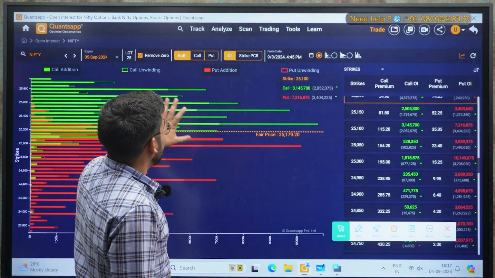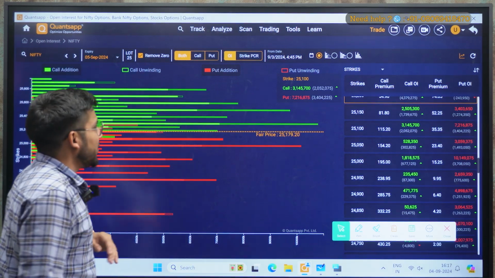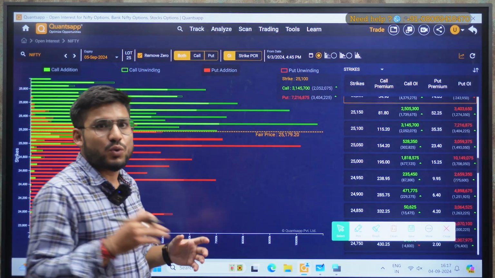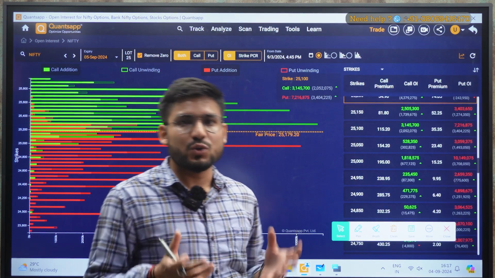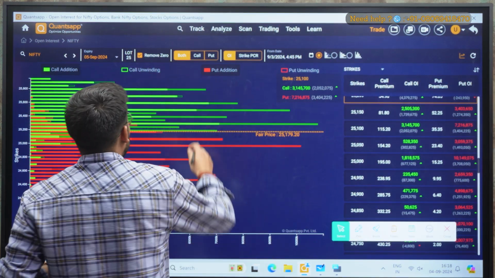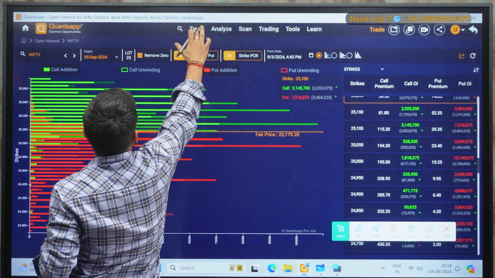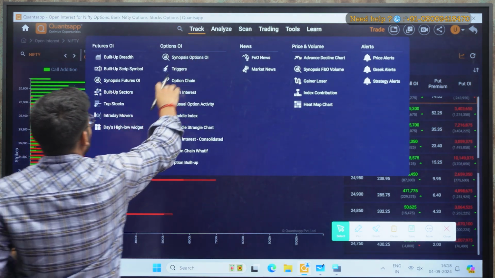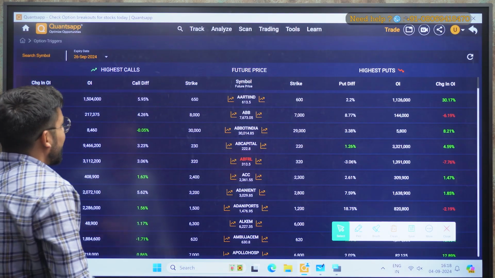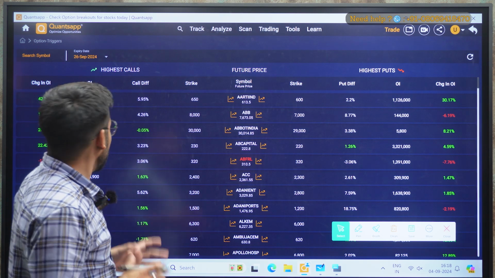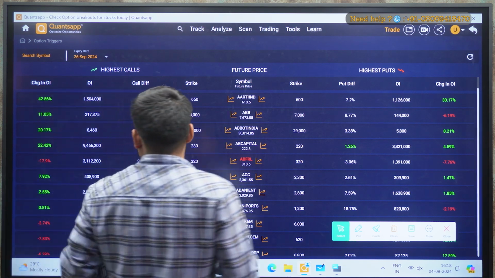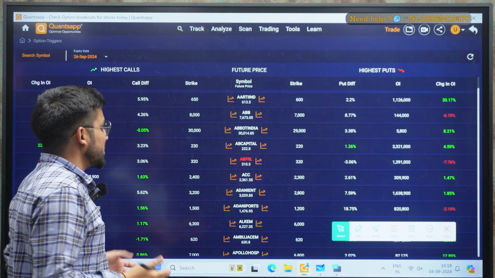Now, when I'm looking into the Nifty and I want an overall representation, in Quantsapp we have given you an intraday feature. You can access that feature from Track, and then you have to come into Triggers. Now to give you an overall view of this trigger and how you can use it.